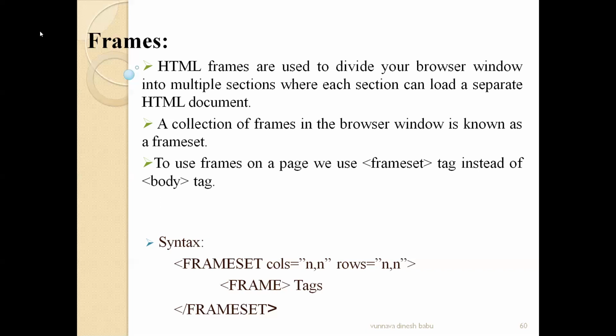Here you can also see in the syntax, they have given frameset space columns equal to, within the double quotes, n comma n, and rows equal to n comma n. That means in the place of n, we are going to provide some percentage value. For example, if we want to divide the entire page into 10 equal parts based on columns, then we have to provide columns equal to 10%, comma 10%, comma 10%, and so on. We have to provide 10% ten times, so that it will divide the web page in terms of columns into 10 equal parts, where each part will occupy 10% of the total space of the web page.